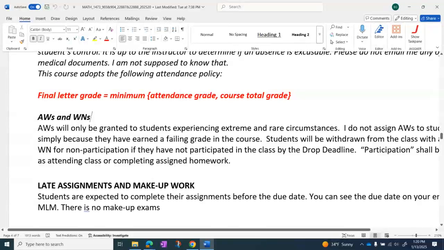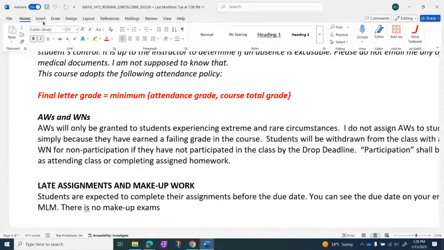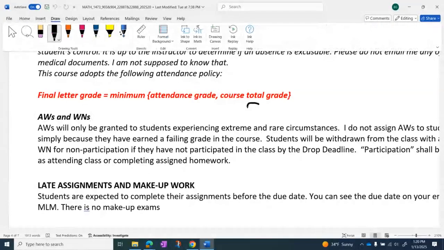Let's say by the end of the semester, a student receives a C for his course total, but attendance is D. By this policy, what will the student receive on his transcript? Will the student get a C or D? You can type.